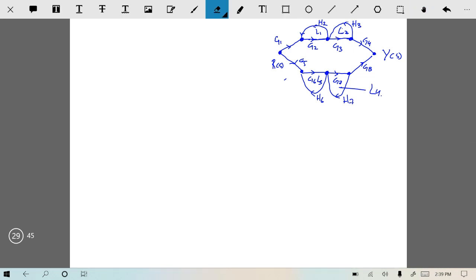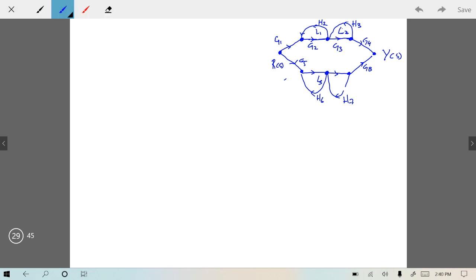Let's write the names of the gains of these two paths over here, G6, G7. So this is L4. So there are 4 loops, L1, L2, L3 and L4, and these are the gains of all the paths, and H2, H3 are the gains of the feedback paths. Now first of all, again pause this video and let me know how many paths are there from R to Y.